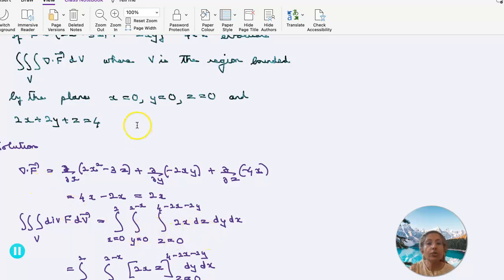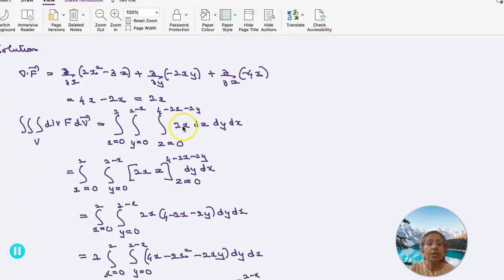And you are integrating over z equal to 0 to 4 minus 2x minus 2y. Now if z equal to 0, y will be 0 to (4 minus 2x) divided by 2, which is 2 minus x, and if y and z are both 0, x will be 0 to 2. So this is how we write the limits. And now integrating, we start with the integral of z. So you get 2xz within the limit z equal to 0 to 4 minus 2x minus 2y. That will be 2x into (4 minus 2x minus 2y). The rest of the integrals remain the same.